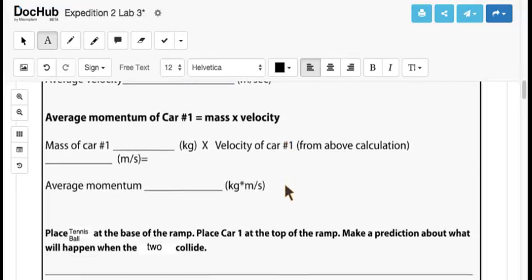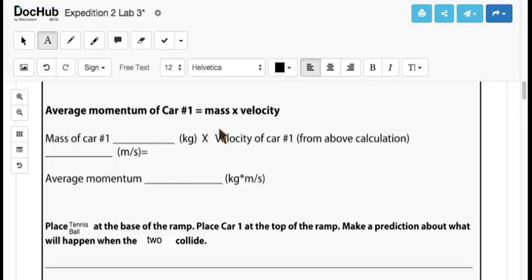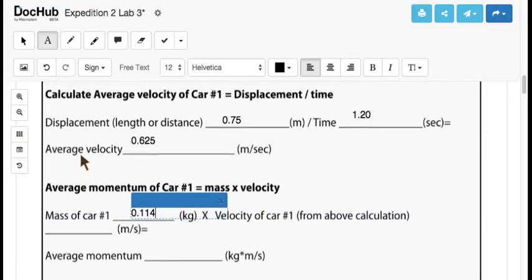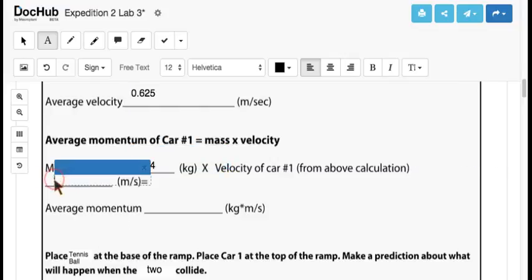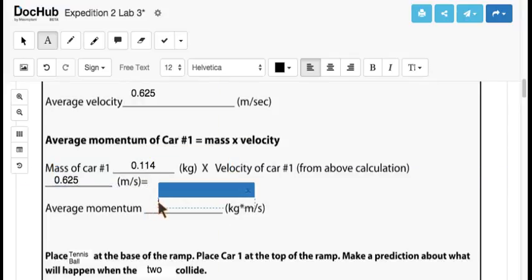So that makes sense. Now, to calculate the average momentum, I'm then going to take the mass of the car, which is in kilograms from the earlier page. So 0.114 is how many kilograms that car weighs. And the velocity I calculated was right above here, which was 0.625 meters per second. And when you do that calculation, it's a simple multiplication problem.